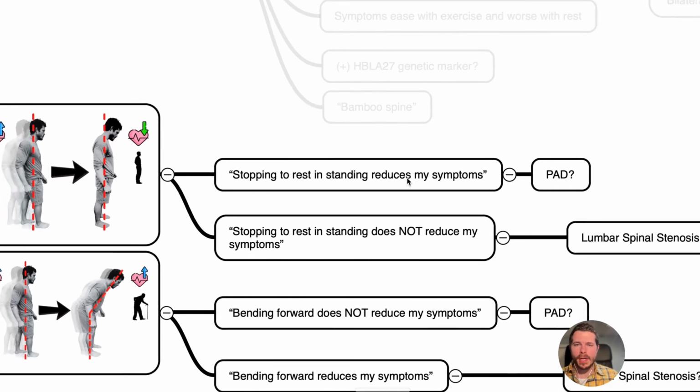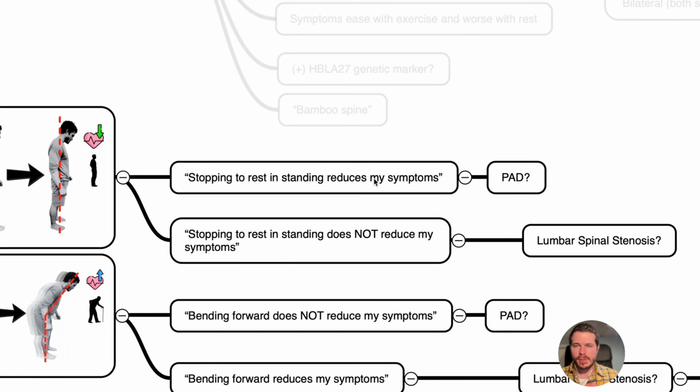If stopping to rest and standing reduces your symptoms, then it's possible and more likely you have peripheral arterial disease, a blood supply problem causing your leg symptoms. If stopping to rest and standing does not reduce your symptoms, then it's possible you have lumbar spinal stenosis, and you may want to go check out that flowchart again.